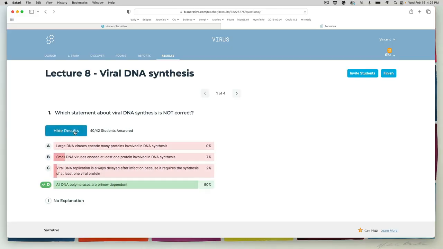Okay, most of you got the right answer, which is D. All DNA polymerases are primer dependent. That's not correct. Remember, there's one that has been shown to be primer independent. All the other things are right. Large DNA viruses encode many proteins involved in DNA synthesis. Small DNA viruses encode at least one. And DNA replication is always delayed because you need to make that one viral protein.